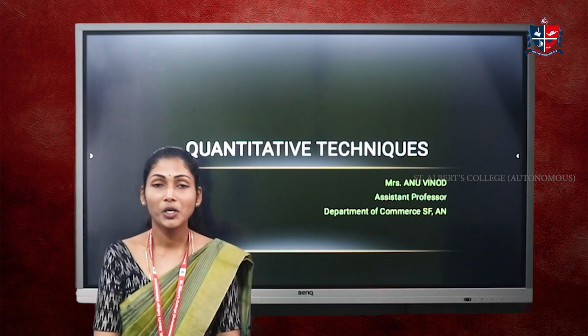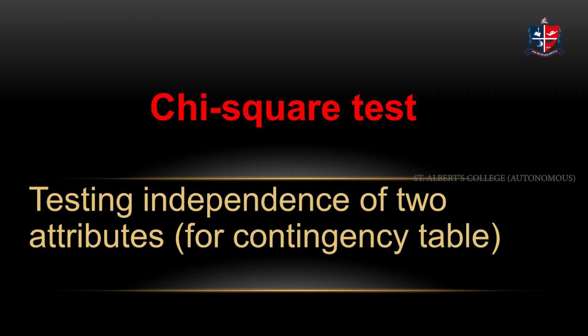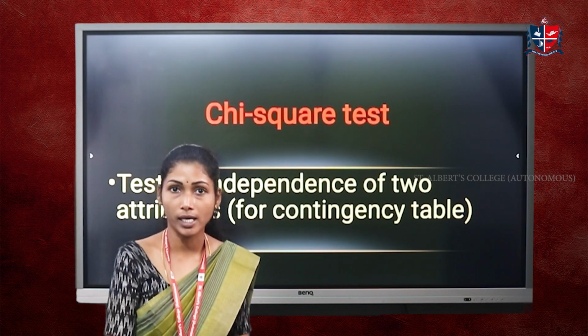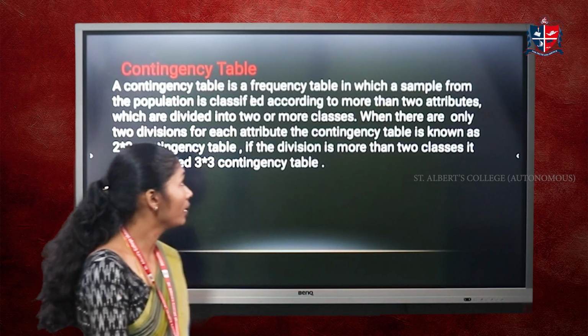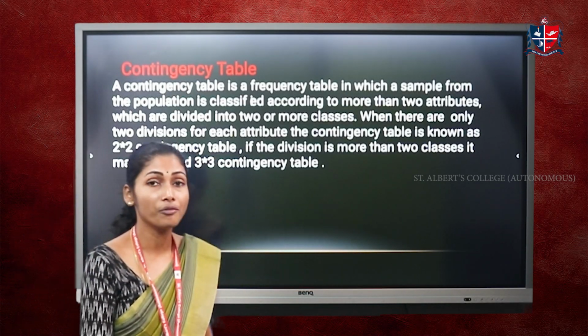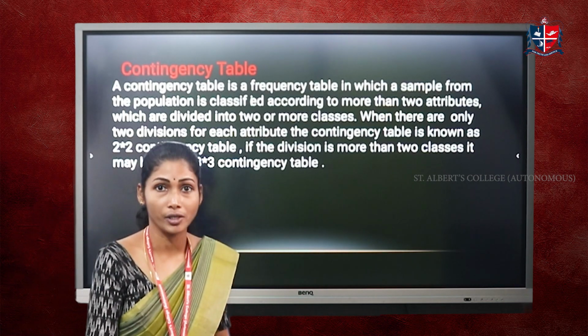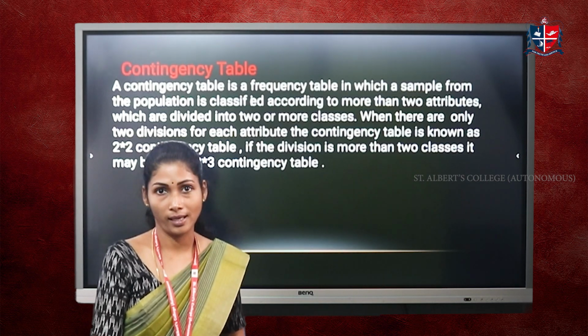Hi all, today we will discuss the topic chi-square test from the subject quantitative technique. One of the most important uses of chi-square test is testing of independence of two attributes by using a contingency table. The term contingency table means a frequency table in which the sample drawn from the populations is classified according to more than two attributes, and it's also classified into two or more classes again.